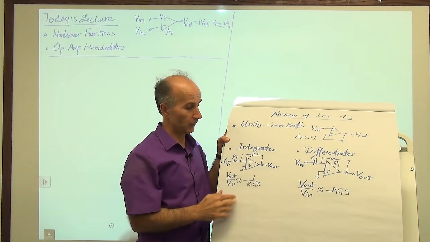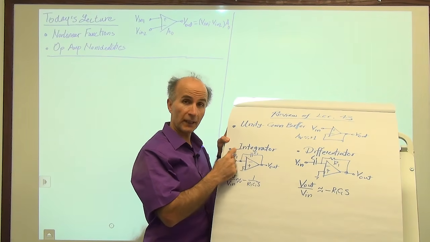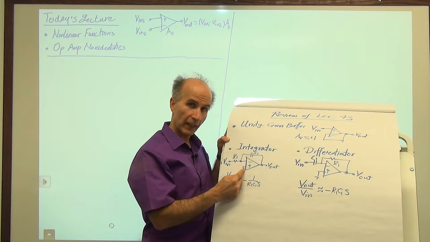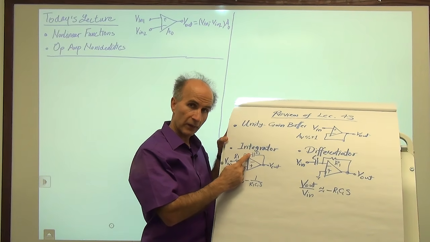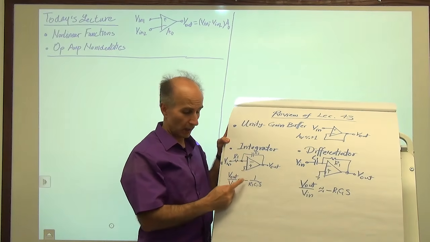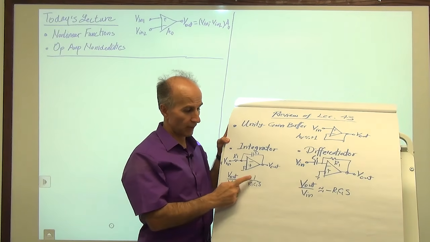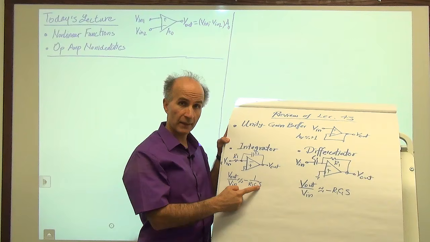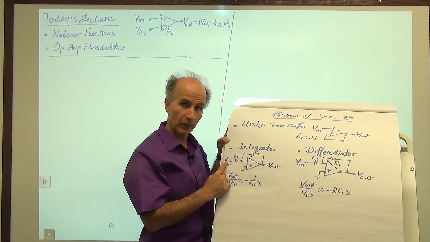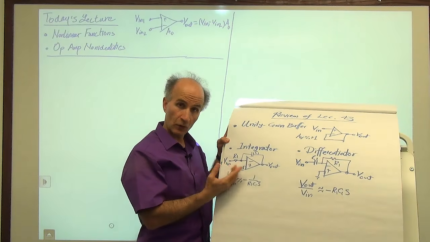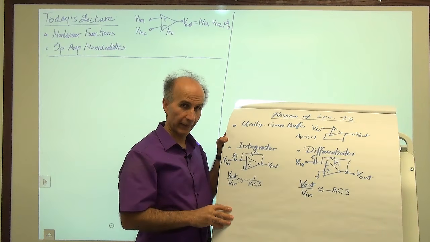We saw that if we go to an inverting amplifier and replace the feedback resistor by a capacitor, then the circuit becomes an integrator. And we can see that the transfer function is 1 over R1 C1 s, or the output is the integral of the input with respect to time. So that's a very useful function to have.